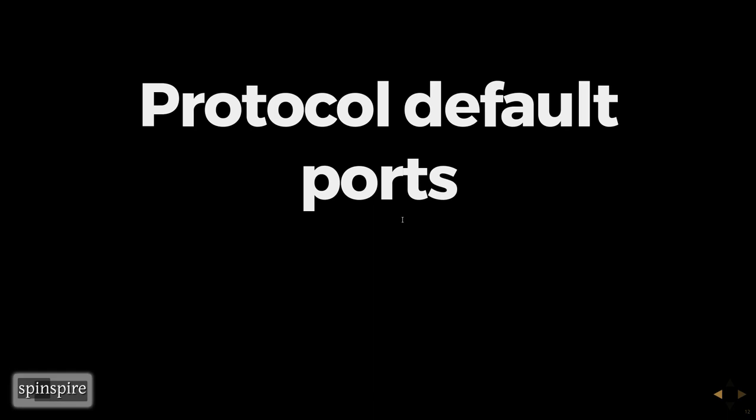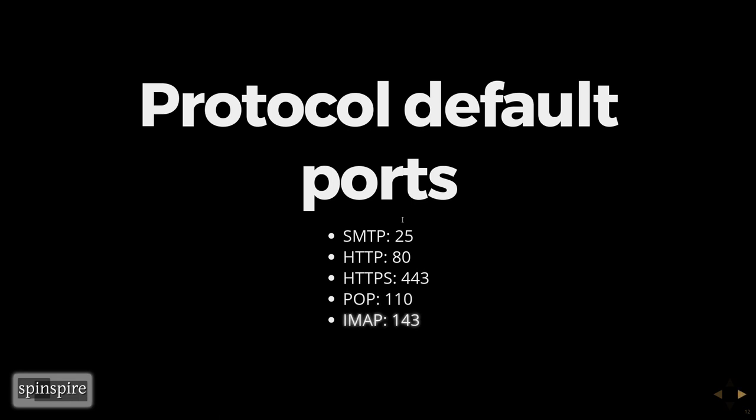So let's talk about default ports for various common protocols. SMTP uses port 25. HTTP defaults to port 80. HTTPS, which is the secure, encrypted version of HTTP, uses 443. POP uses 110. IMAP uses 143, and so on and so forth. So these are some of the well-known protocols and their default port numbers.